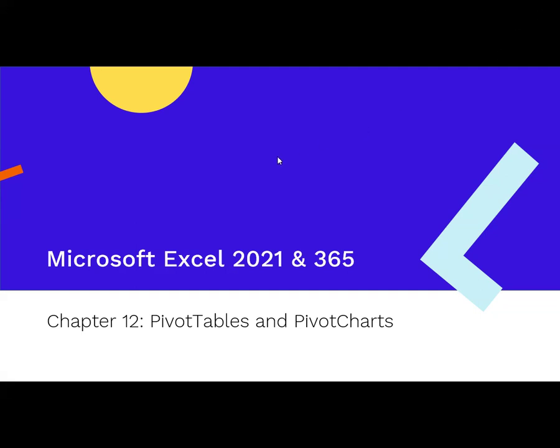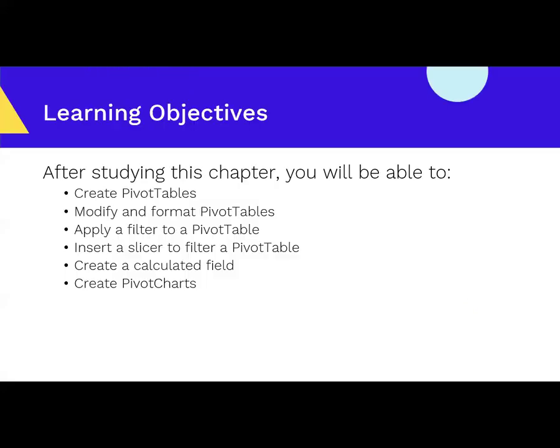So, chapter 12, pivot tables and pivot charts. Learning objectives. After studying this chapter, you will be able to create pivot tables, modify and format pivot tables, apply a filter to a pivot table, insert a slicer to filter a pivot table, create a calculated field, and create pivot charts.